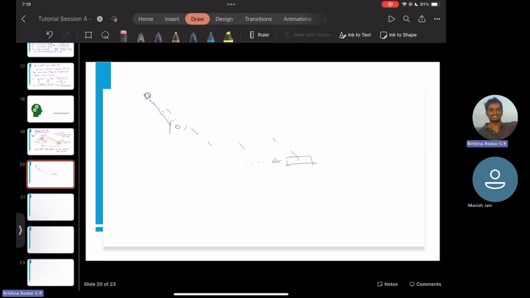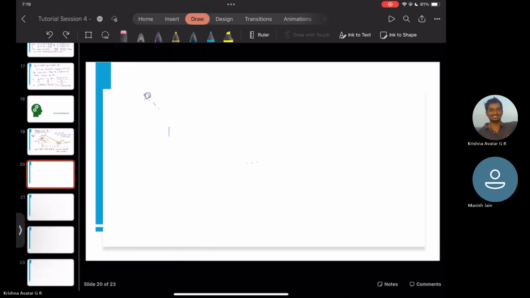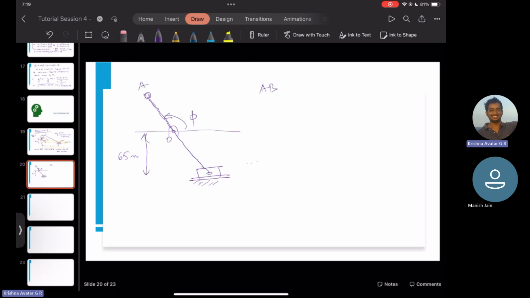So we have this ground hinge, and this is the maximum possible. This is when the slider comes closest to it. So this angle we call phi. The distance is anyway fixed as 65 mm, and we already know that AB, so this was OA, there's B, AB was 107.77 mm.